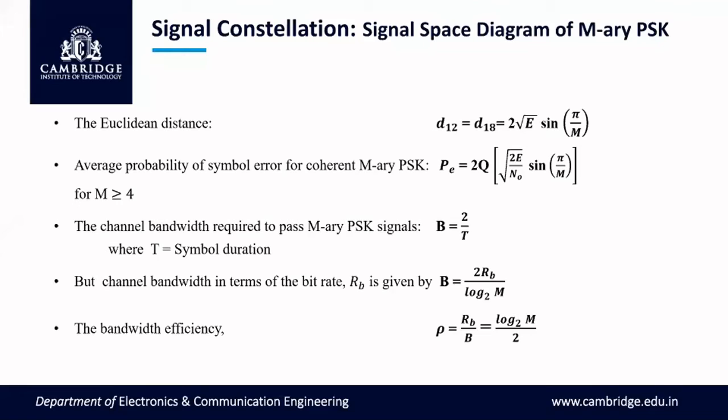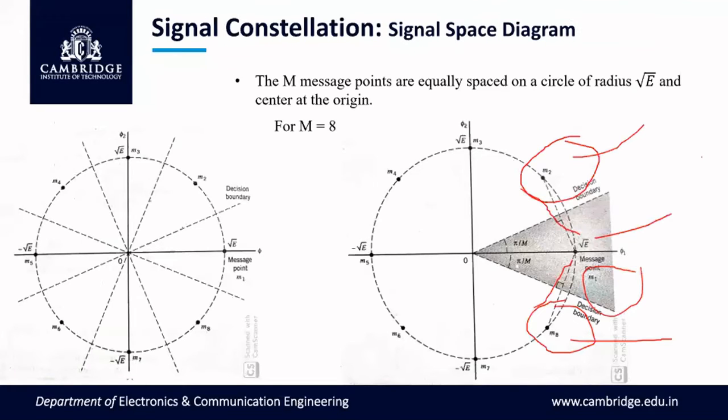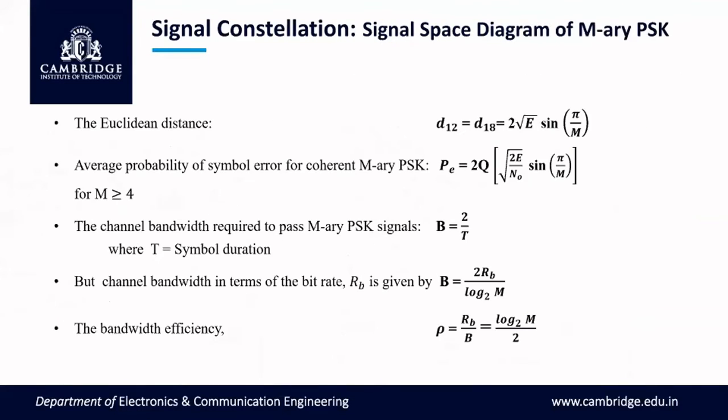draw something like a right angle triangle. Here, see, it has made a triangle over here. Based on the geometry of the triangle, that equation is obtained: 2 root E sine of pi by M. This is the minimum distance in terms of voltage. If you square this value, you'll get the power, right? So based on that, you can decide, is this much of power difference enough for transmission? If yes, continue like that.